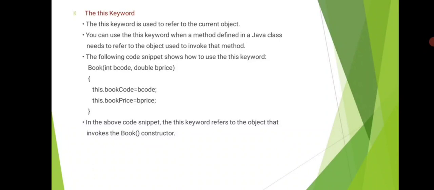Okay, so now we discuss the this keyword. The this keyword is used to refer to the current object. That is, the this keyword is always pointing to the running object or the current object. You can use the this keyword when a method defined in a Java class needs to refer to the object used to invoke that method.